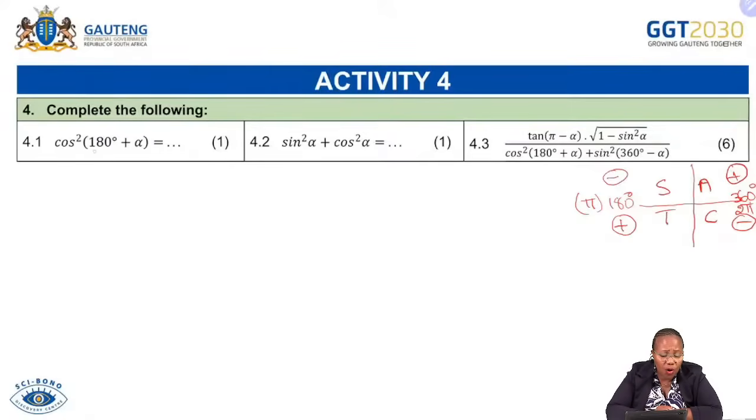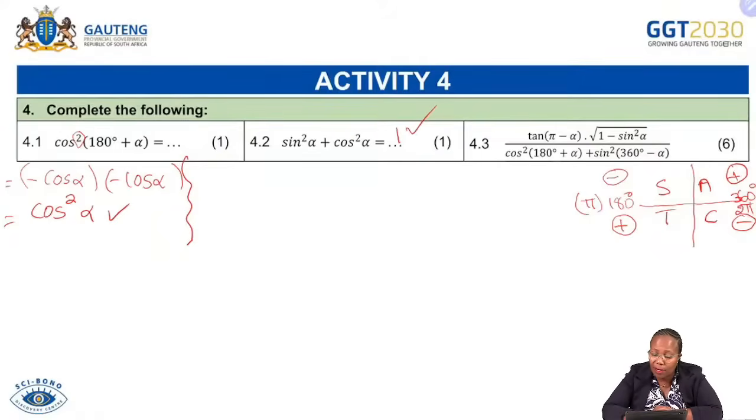We are having a cos squared of 180 plus. 180 plus is quadrant 3. Cos is negative in that quadrant. Then it will be negative cos alpha. But because it is squared, it will be 2 of them. So a negative times a negative, it will be positive cos squared alpha. That is your 1 mark. And then sine squared plus cos squared is an identity which equals 1, grade 12. That is your 1 mark for that.